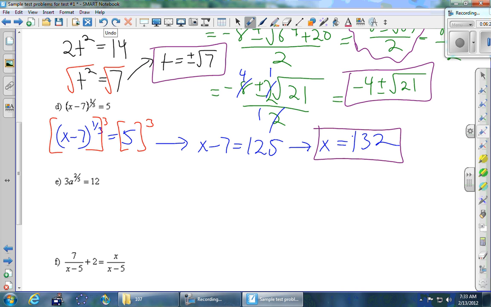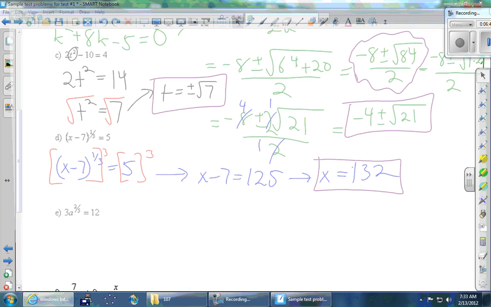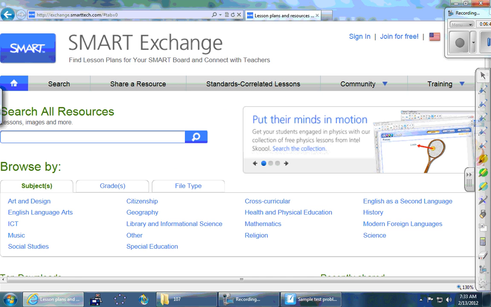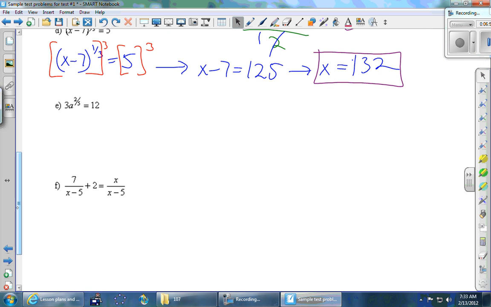Part E, 3a to the 2/5 equals 12. Just like in part C, the goal was to isolate the t squared, the thing with the power. Here the goal is to isolate a to the 2/5, again, the thing with the power. So let's divide both sides by 3. We get a to the 2/5 equals 4.